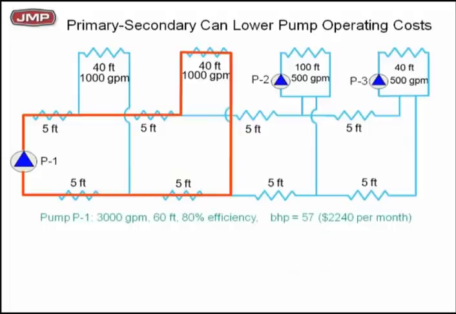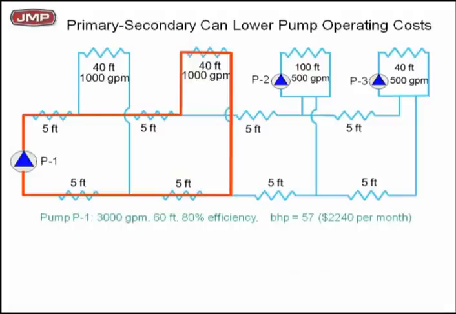Remember it was 3,000 GPM at 130 feet of head before, when we had that primary pumping situation. Now what is the highest head? 5, 10, 15, 20 plus 40, so 60 feet of head. I only need 3,000 GPM at 60 feet of head to flow that.